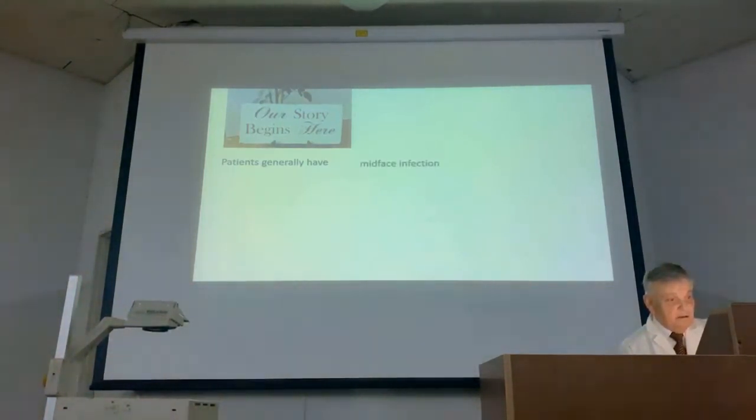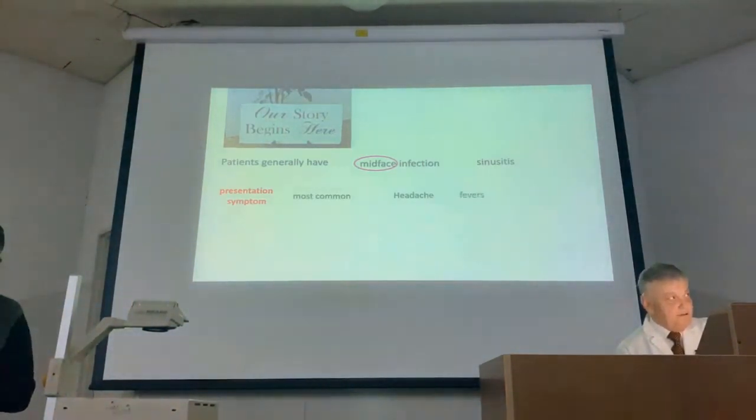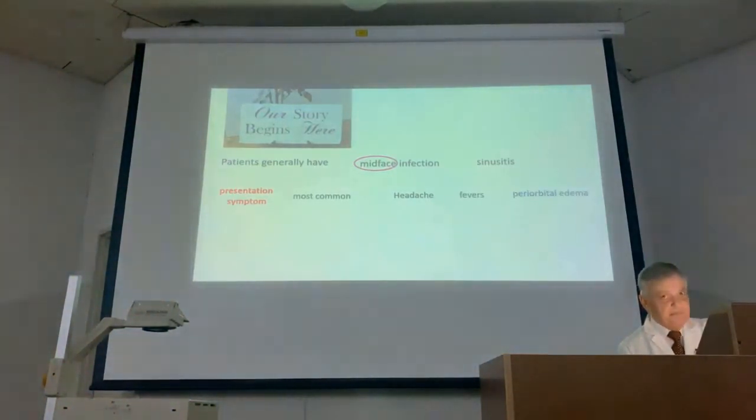Mild or mid-face infection, dangerous triangle, okay, or sinusitis. It's also in the mid-face. The patient is going to come to you saying that the most common thing is that they have headache and fevers, signs of infection, and periorbital edema. That is the first thing that makes you think of cavernous sinus problem. Why should there be a periorbital edema?